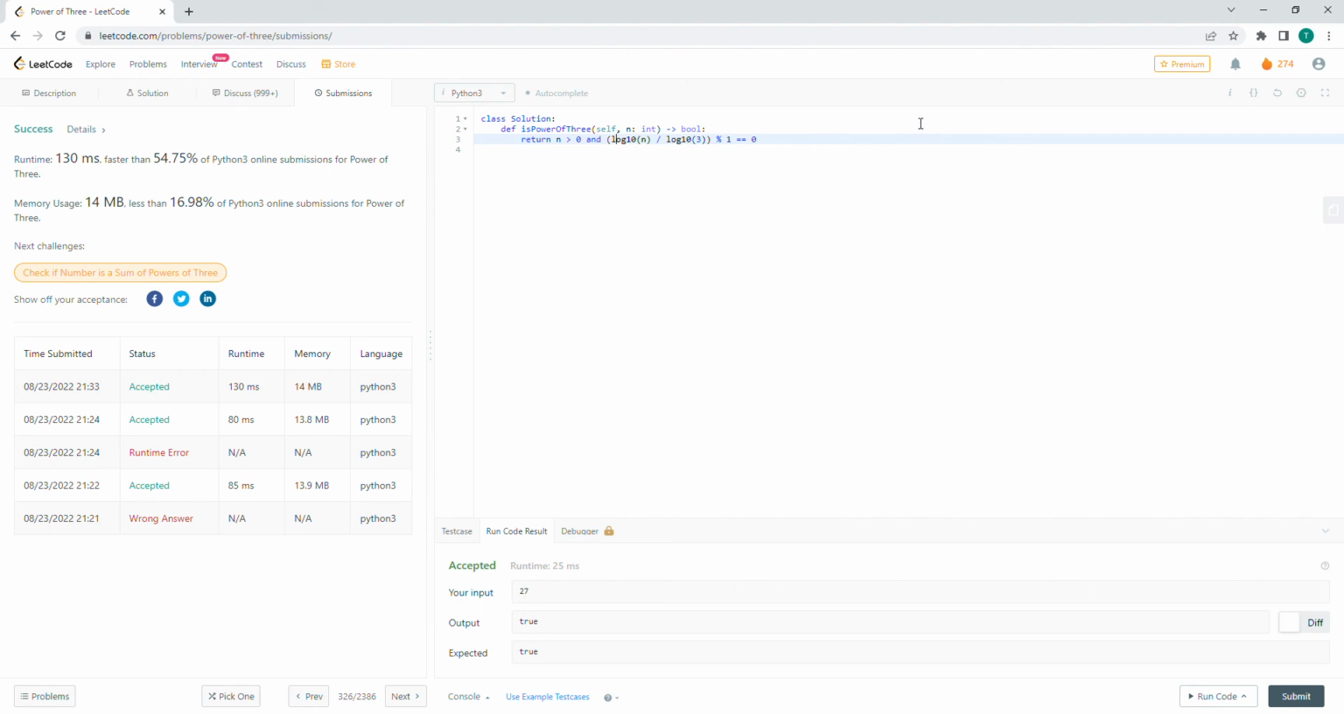Space complexity, we have a big O of constant space because we're not using additional memory.